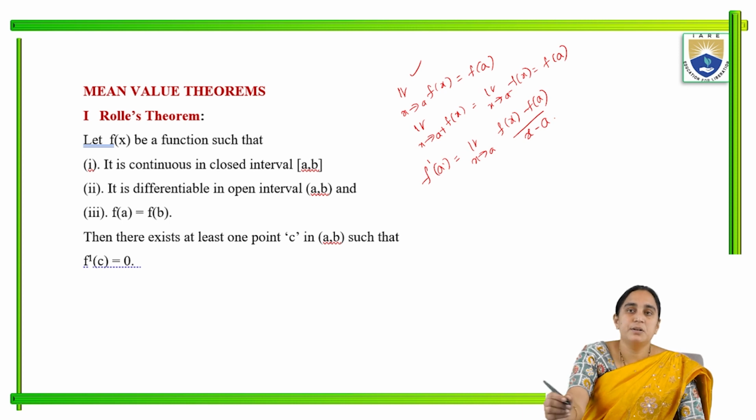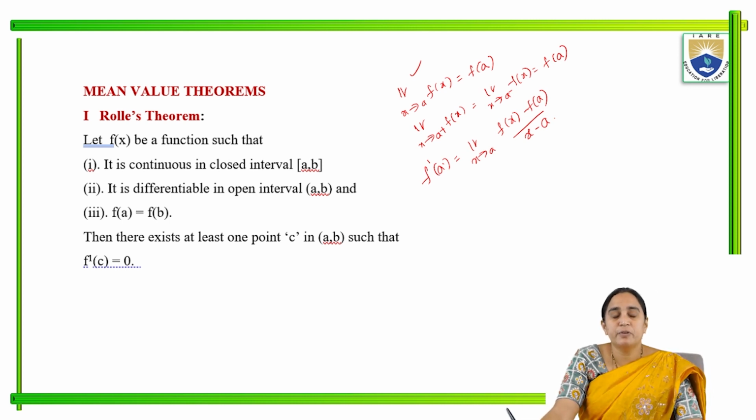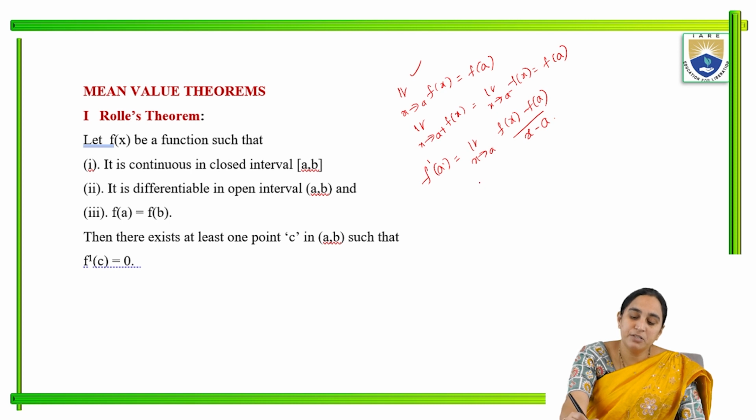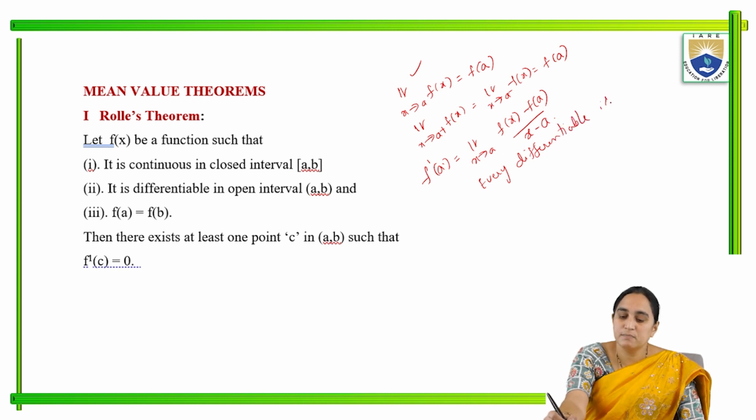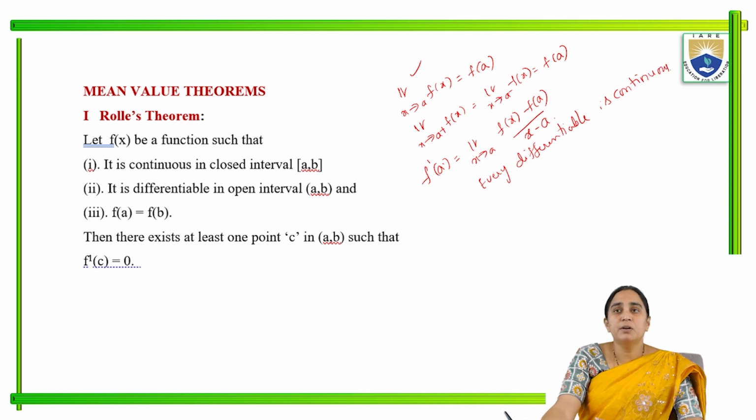From one of the properties, every differentiable function is continuous, but every continuous function need not be differentiable. That means if the function is differentiable, then definitely the given function is continuous. That is one of the properties of differentiation. Every differentiable function is continuous.